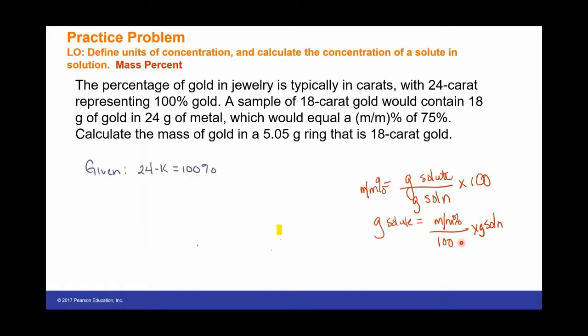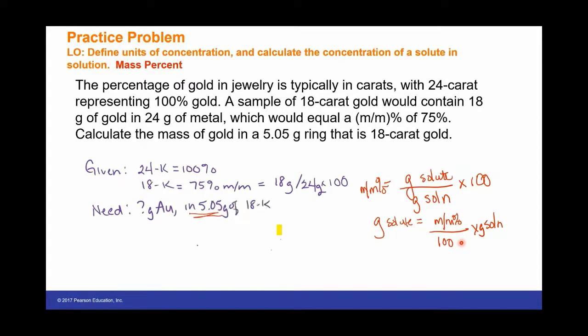So what were we given? We've got 24 karat gold is 100%. 18 karat gold is 75%, and that's our mass per mass, 18 grams per 24 grams times 100. But we need to know the amount of grams of gold that's in this ring. That's 5 grams, and it's 18 karat gold, which is 75%.